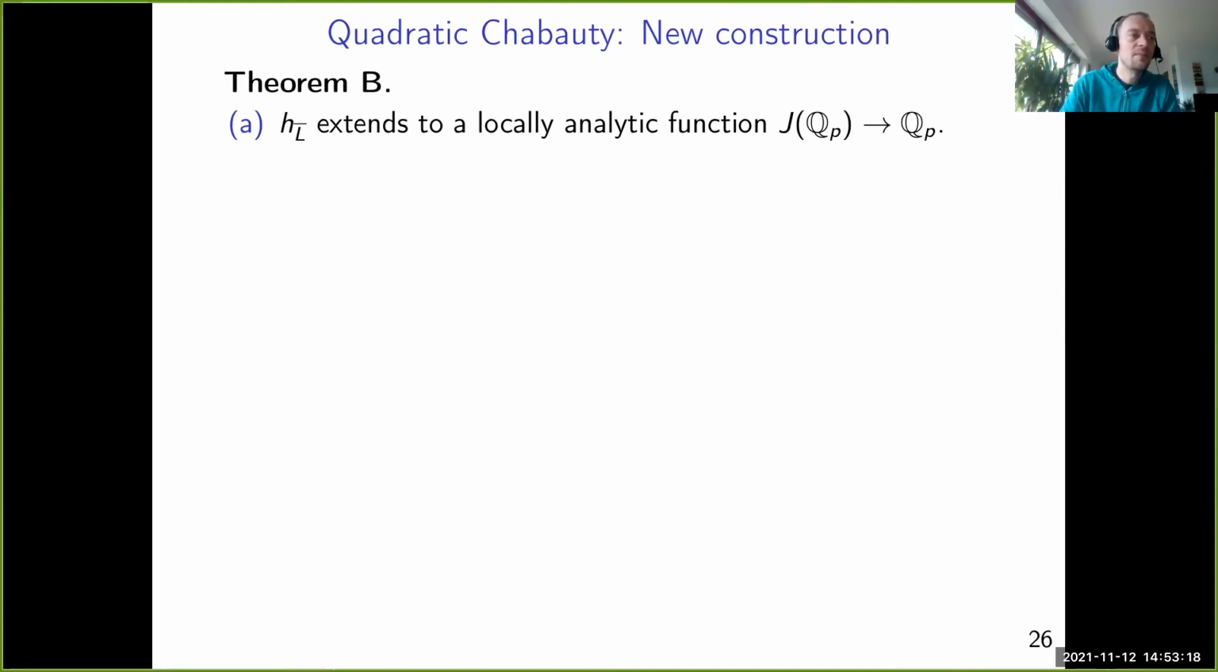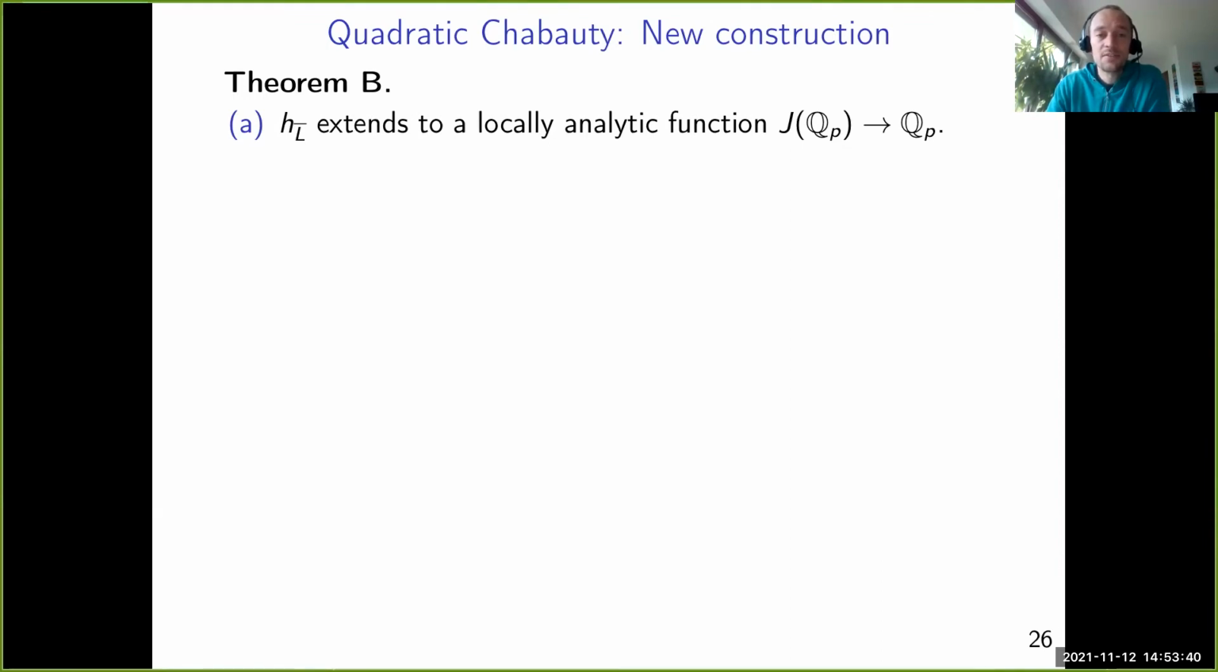I meant to say a bit more about that, but suffice to say that you can do this because of our assumptions: because the logarithm gives you an isomorphism of J of Q tensor QP to the tangent space, and because the rank is equal to the genus. That lets you do this. You can write HL bar in terms of abelian logarithms and products of abelian logarithms if you want.